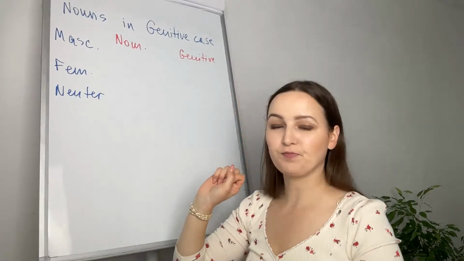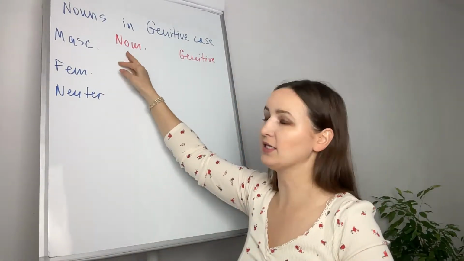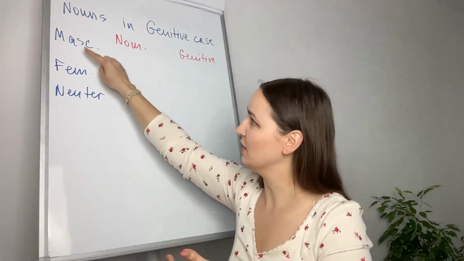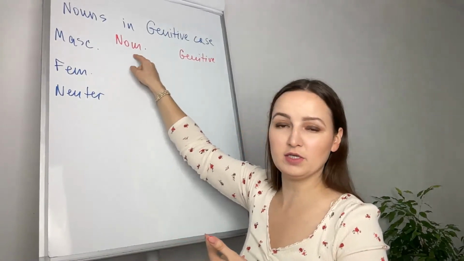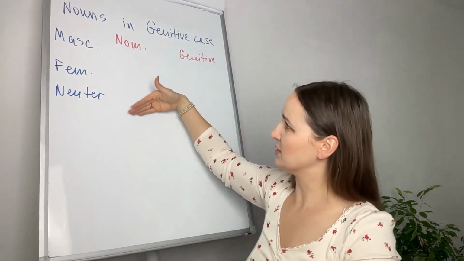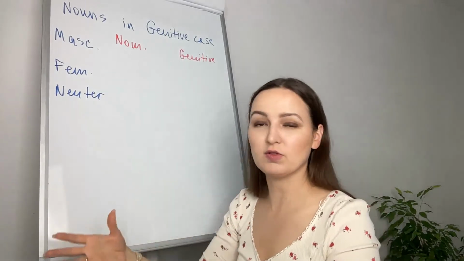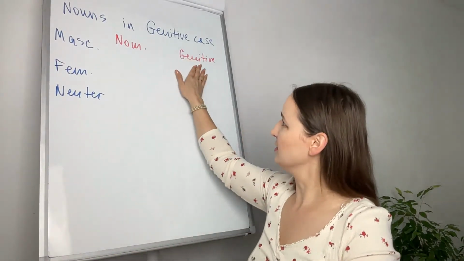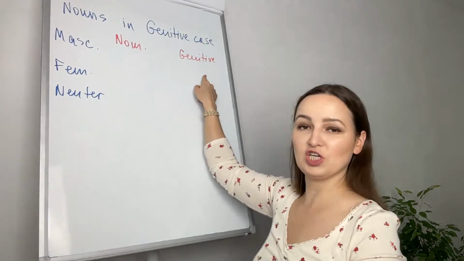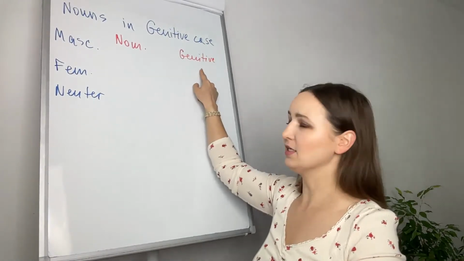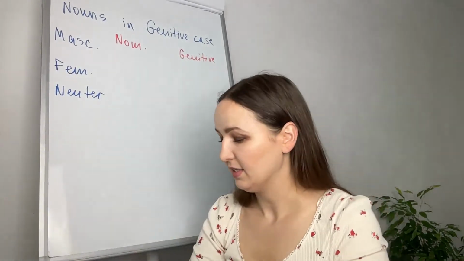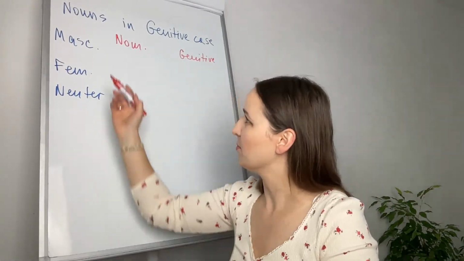First, let's look at the endings. I will write here the ending in nominative, masculine, in nominative, feminine, nominative, neuter. So basically the endings of the words that you will find in a dictionary. And here the endings that will be changed, different endings in genitive. Давайте начнем. Let's begin. Masculine.